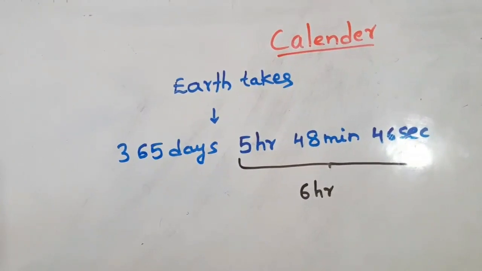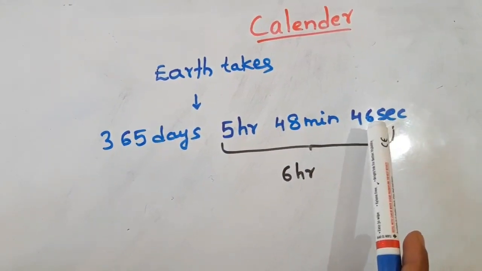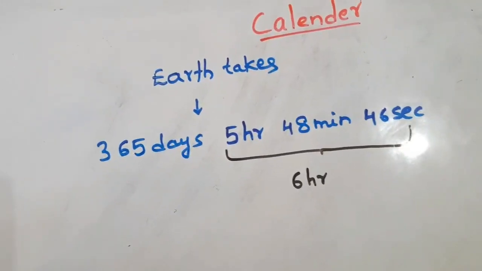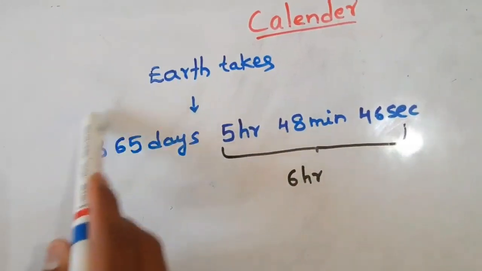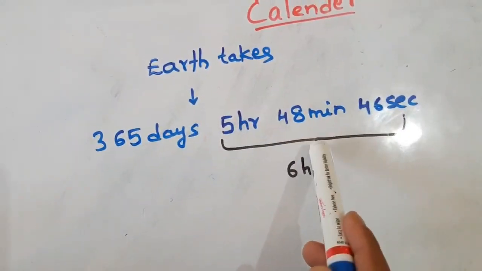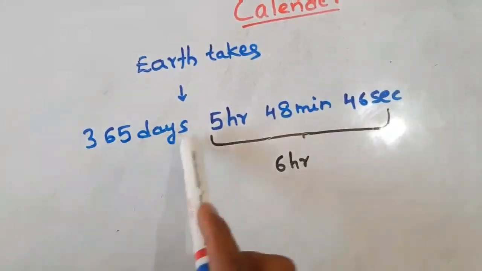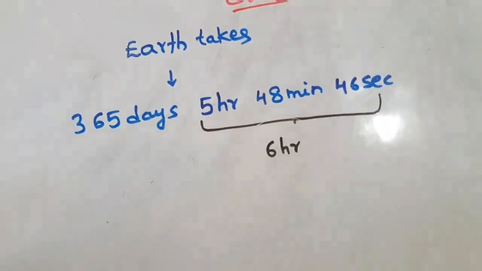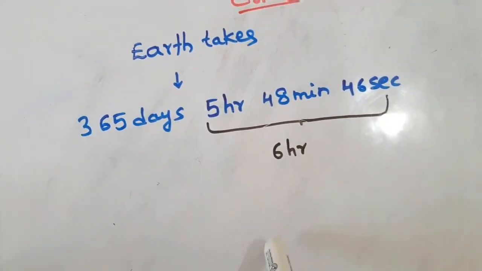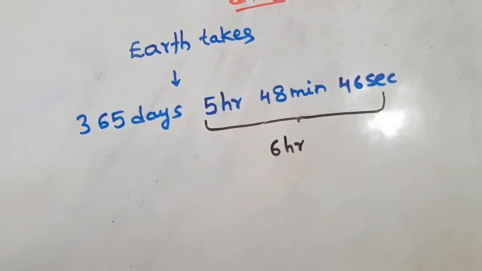Earth takes 365 days, 5 hours, 48 minutes, 46 seconds to revolve around the sun. But what we are doing is approximating it as 365 days and 6 hours, meaning 365 days and a quarter day. Every year is 365 days and 6 hours. If I consider 4 years, these 6 hours become 1 day. So that 1 day I am adding in the February month, and that particular year I am calling a leap year.